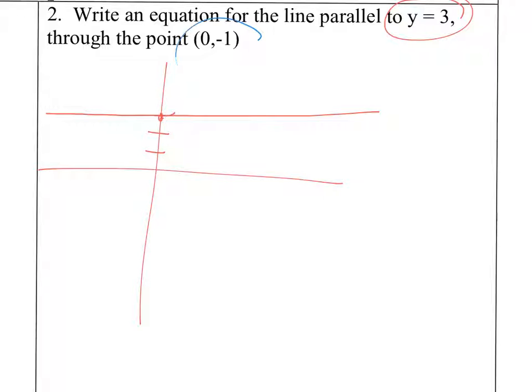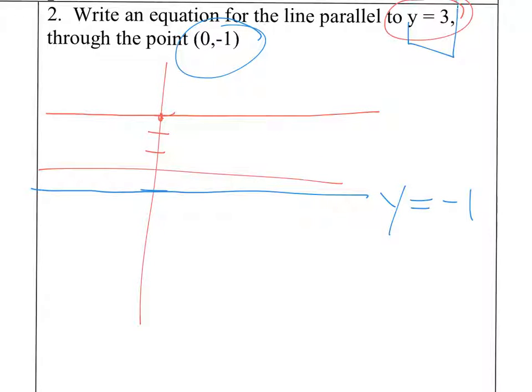Now on to the main event. Through the point 0, -1, a horizontal line would have the equation y equals -1. If you recognize from the outset that horizontal lines have an equation in the form y equals, you could jump straight to that without having to draw things out. But if you'd like to draw things out, that can be helpful.